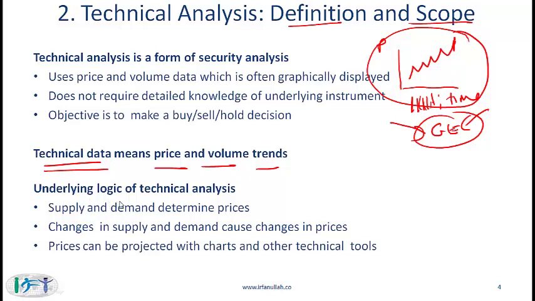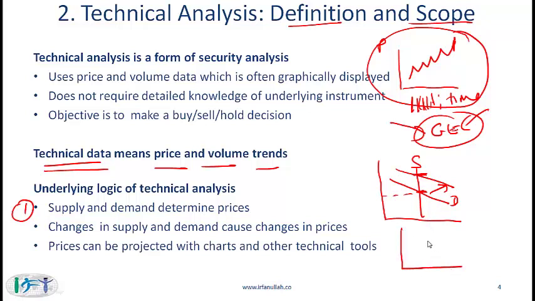The underlying logic behind technical analysis is as follows. Number one, that it is supply and demand which determine prices, and therefore changes in supply and demand cause changes in prices. If you take a given stock, let's say that it has a supply at a given point in time, and there is also a demand for that stock. The price at a given point in time is determined by the intersection of the supply and demand. This is basic economics. If there is an increase in demand, the demand curve will shift to the right and the price will go up.